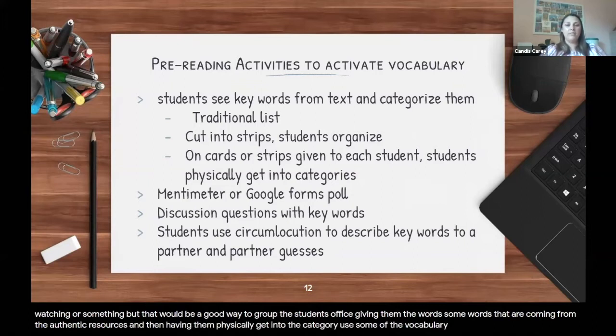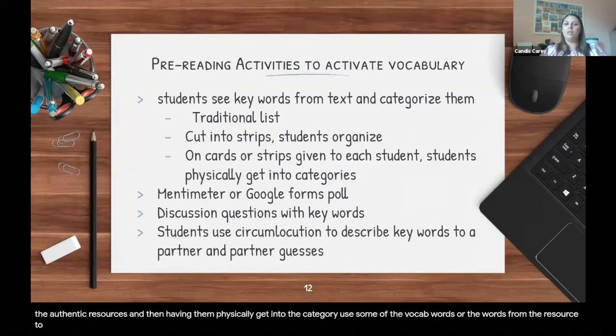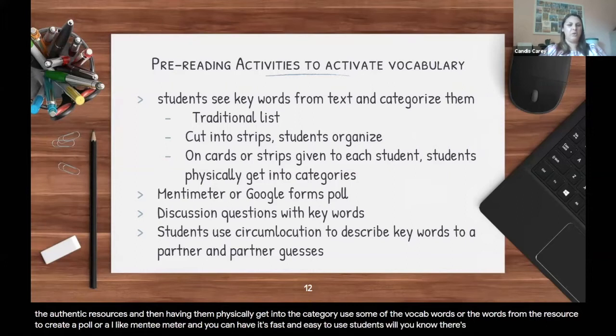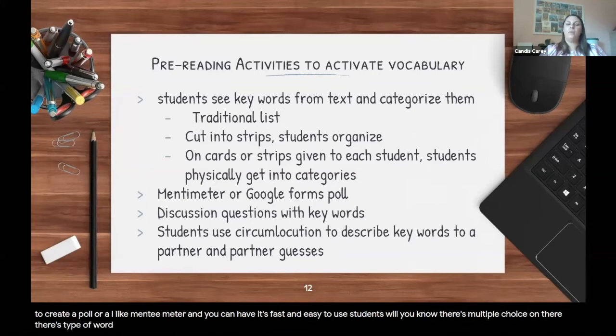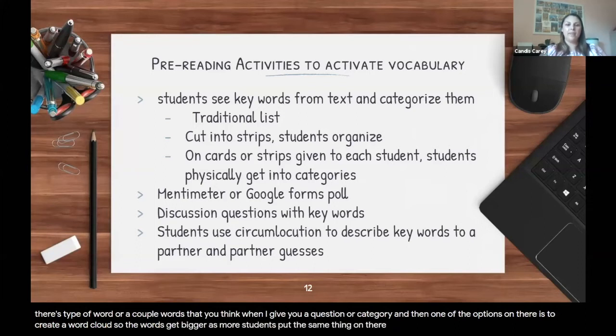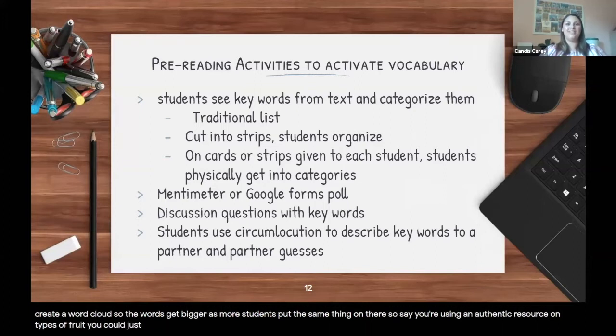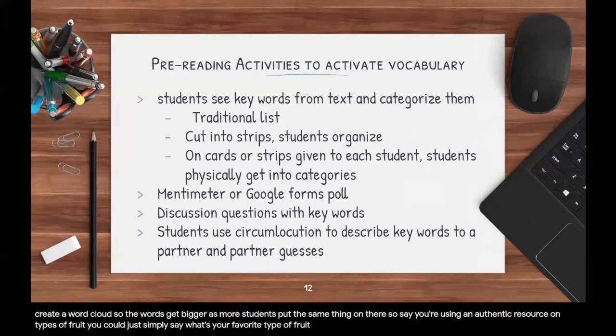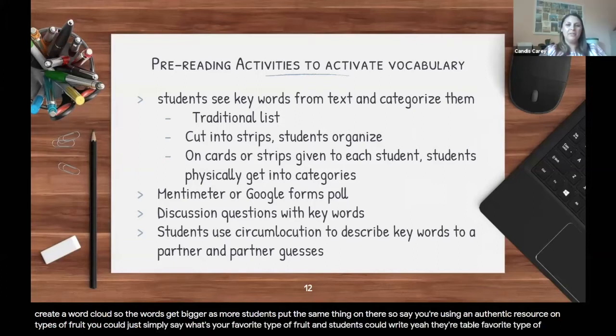Use some of the vocab words or the words from the resource to create a poll, or I like Mentimeter. It's a really easy one, fast and easy to use. There's multiple choice on there. There's type of word or a couple words that you think when I give you a question or a category. And then one of the options on there is to create a word cloud. So the words get bigger as more students put the same thing on there. So say you're using an authentic resource on types of fruit. You could just simply say, what's your favorite type of fruit? And students could write their favorite type of fruit.